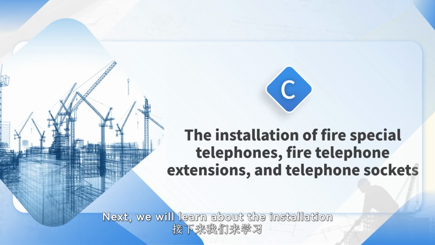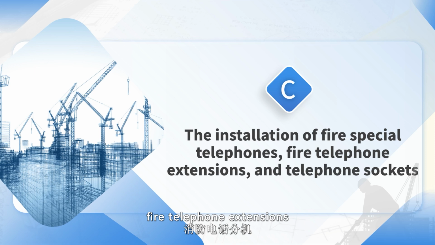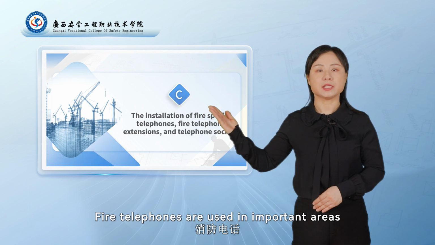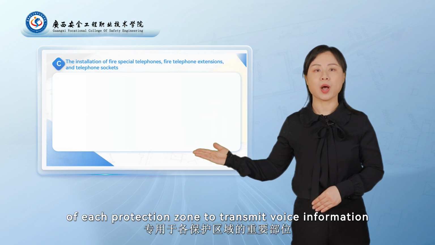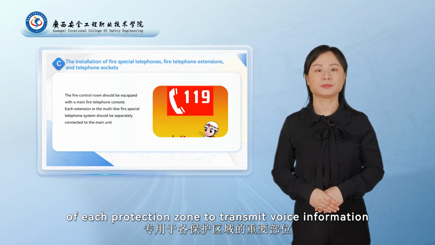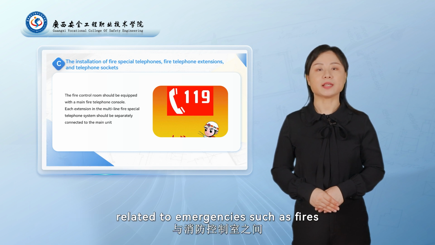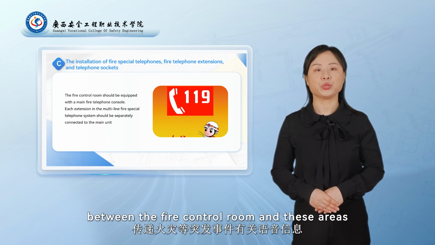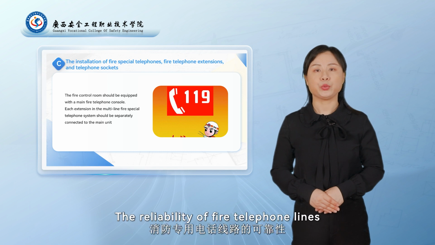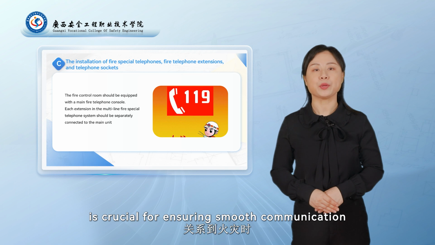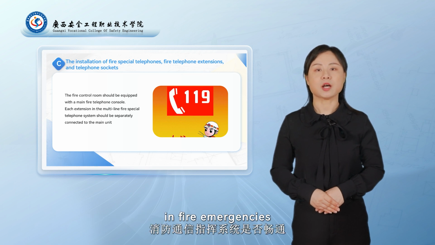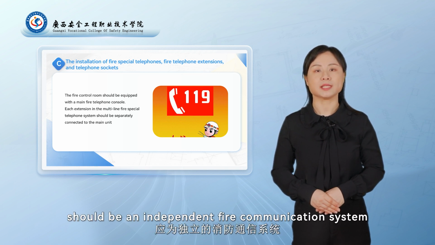Next, we will learn about the installation of fire special telephones, fire telephone extensions, and telephone sockets. Fire telephones are used in important areas of each protection zone to transmit voice information related to emergencies such as fires between the fire control room and these areas. The reliability of fire telephone lines is crucial for ensuring smooth communication in fire emergencies, so the fire telephone network should be an independent fire communication system.